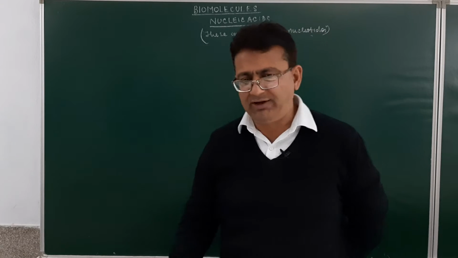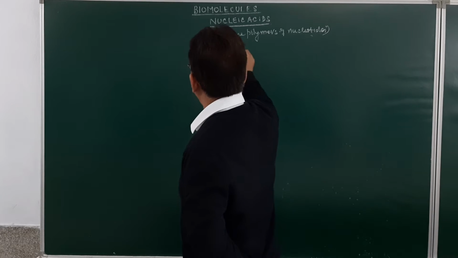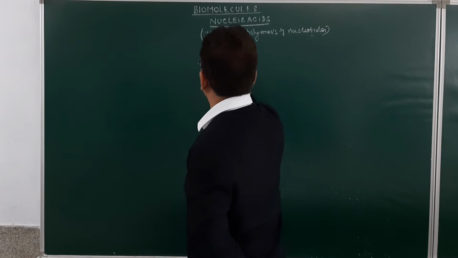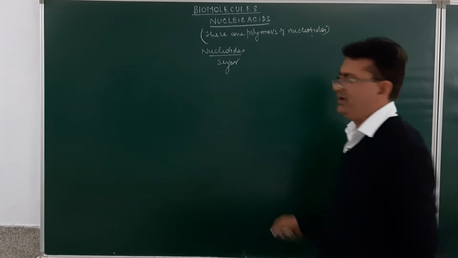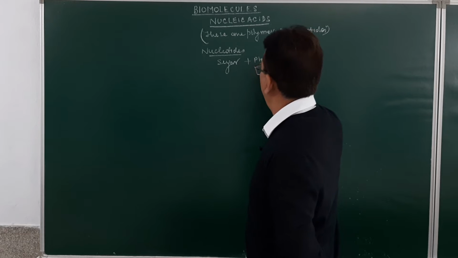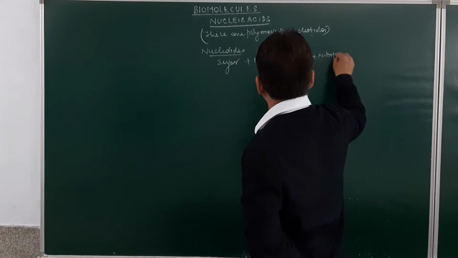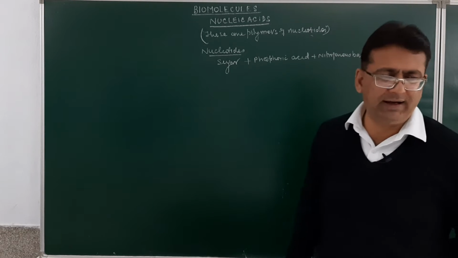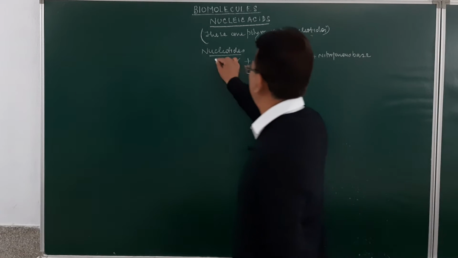Nucleotides have three components. It consists of sugar, then nitrogenous base and phosphoric acid. Sugar plus phosphoric acid plus nitrogenous base. Am I clear? So what is a nucleotide? It has three compositions: sugar, phosphoric acid and nitrogenous base.